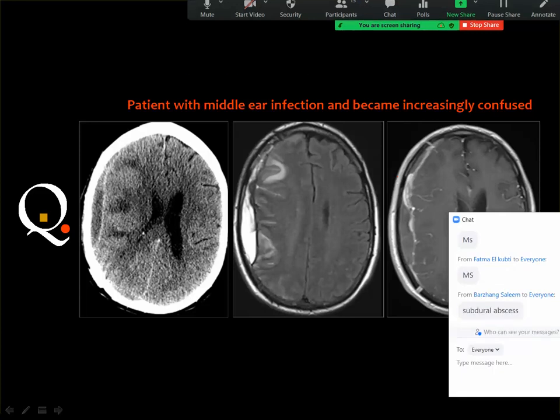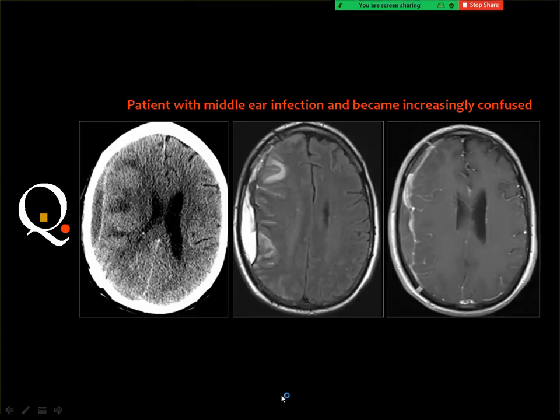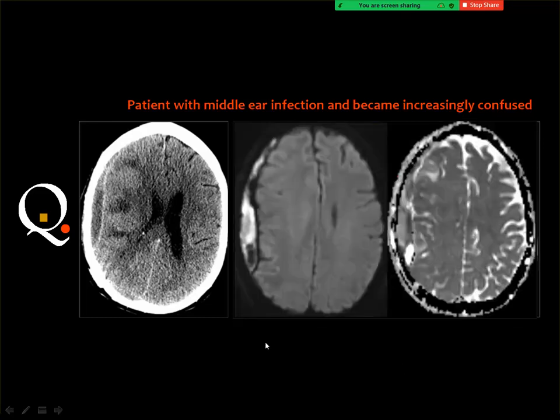Yes, and this is subdural empyema, right? And the answer is right. You got collection in the subdural space with meningeal enhancement, and this collection is of bright signal in the FLAIR with marginal enhancement post contrast and the diffusion restriction. You got bright signal in the diffusion weighted image and the dark signal in the ADC.